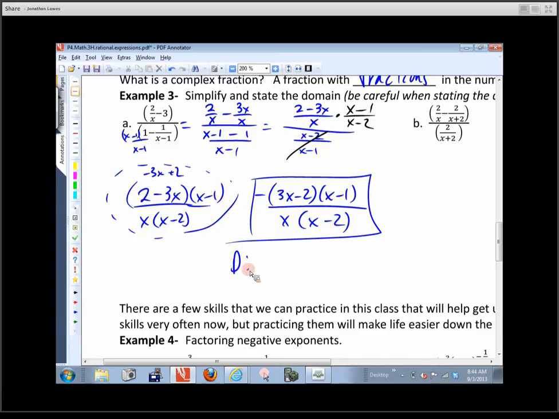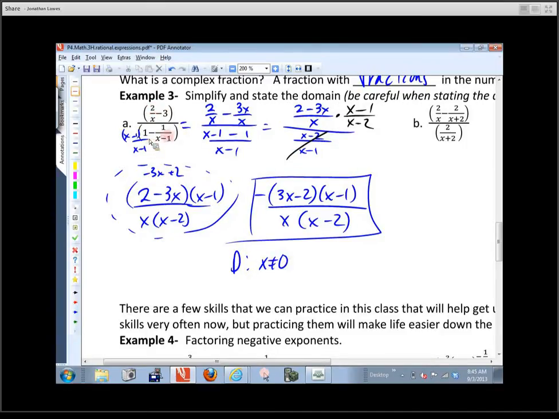We didn't state the domain though. And the domains on these are a little bit tricky. So we have to remember that this final answer came from this original problem. Let's take a look at the numerator right here, 2 over x minus 3. What can I not plug into that numerator? Can't plug in a 0, so I better throw out a 0.